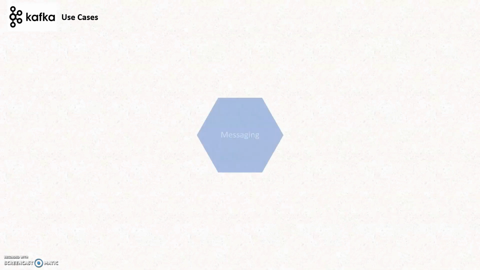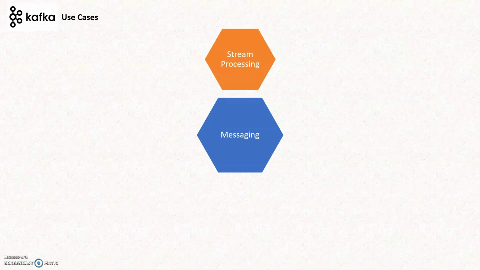Next come the use cases, like messaging, JMS messages, as I already mentioned. Messaging can be done between the producer and the consumer with the help of Kafka. Next comes stream processing, online stream processing like that. It can be done with the help of Kafka.